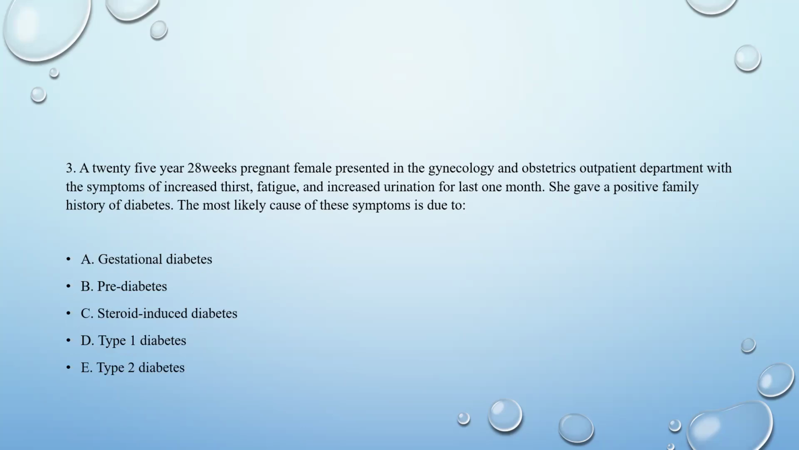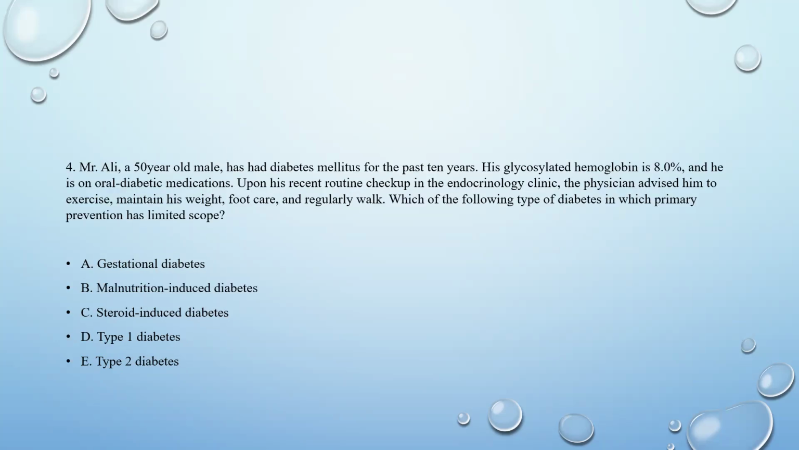The third MCQ: a 25-year-old, 28-week pregnant female presented in the gynecological and obstetric outpatient department with symptoms of increased thirst, fatigue, and increased urination over the last 1 month. She gave a positive family history of diabetes. The most likely cause of these symptoms is: A. Gestational diabetes, B. Pre-diabetes, C. Steroid-induced diabetes, D. Type 1 diabetes, E. Type 2 diabetes. Yes, A is the right answer. This is a scenario of gestational diabetes.